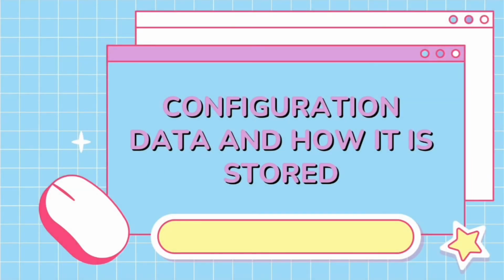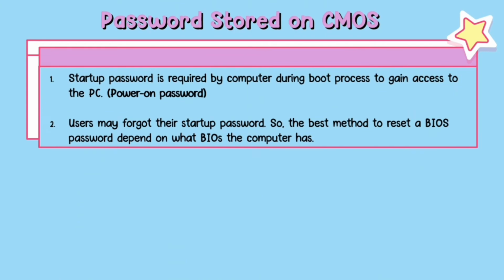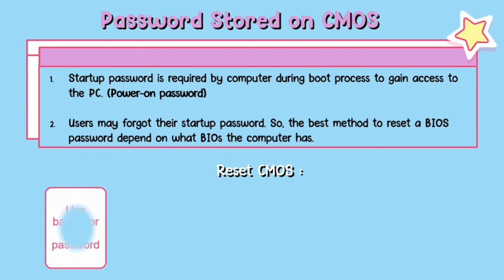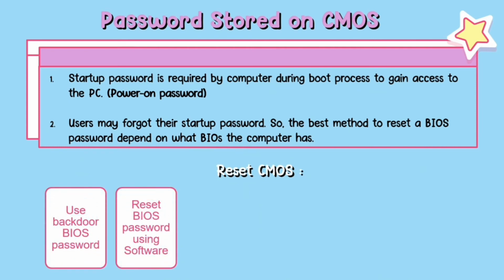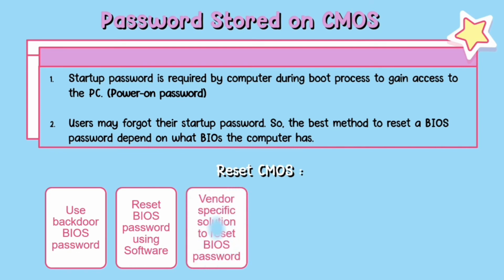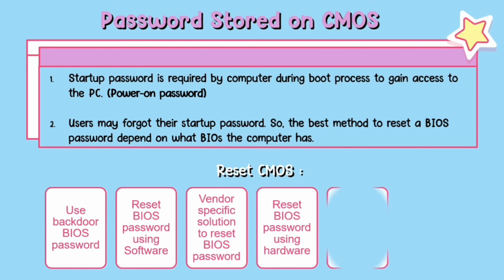Next is the configuration data and how it is stored. A startup password is required by the computer during the boot process to gain access to the PC. It is also known as power on password. Users may forget their startup password, so the best method to reset a BIOS password depends on what BIOS the computer has. So there are ways on how to reset CMOS.